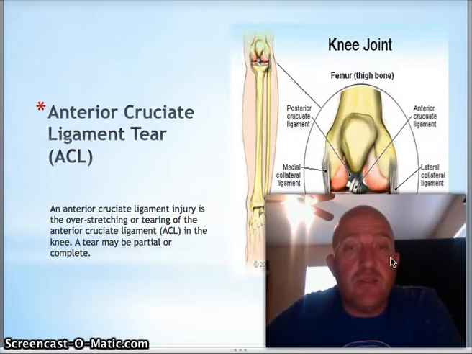The first we're going to look at is a knee injury, anterior cruciate ligament tear. The anterior cruciate ligament is a ligament that runs in the middle of the knee, along with the posterior cruciate ligament, which keeps the femur and the tibia in alignment for range of motion within the knee joint.